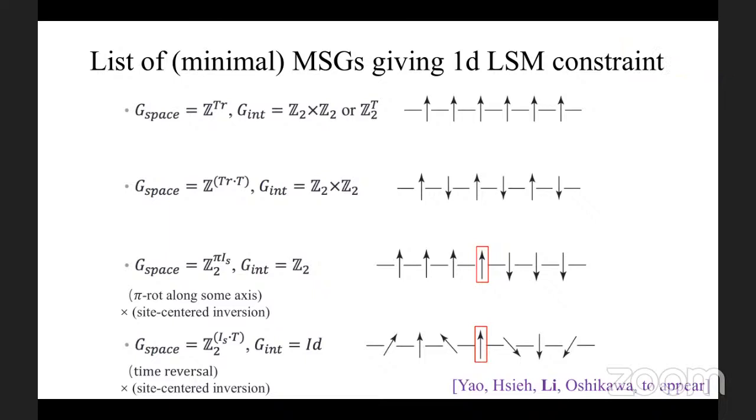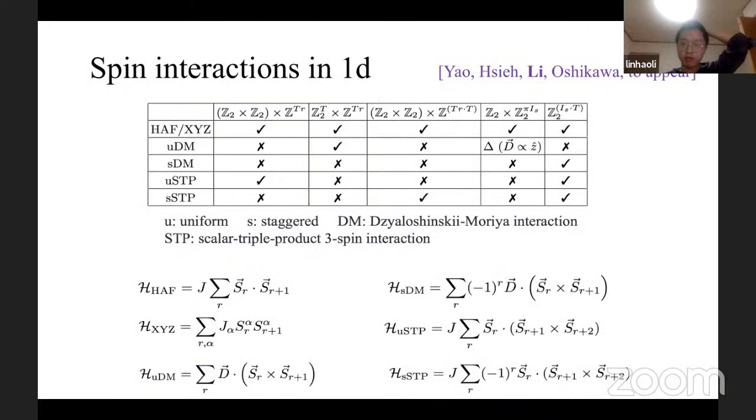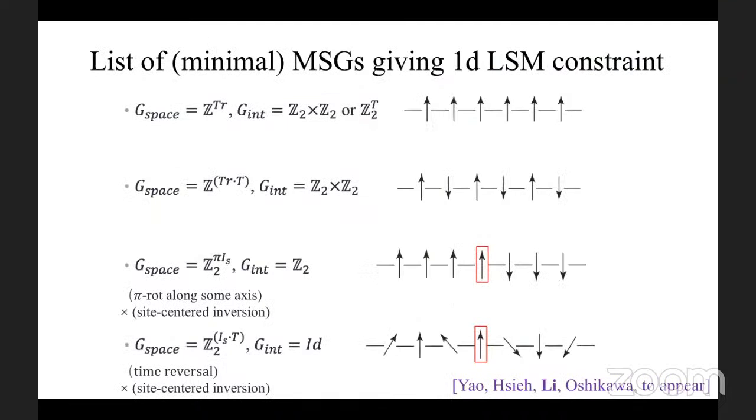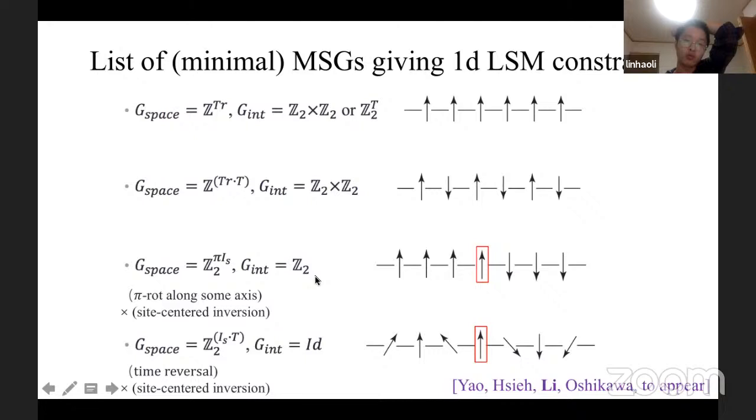So here we summarize the one. Question: why do you consider those cases in this slide? Are there some motivations for these types? The motivation is because the three-spin interaction, which is shown in the last slide, also preserves the symmetry of the last LSM constraint, i.e. the combination of time reversal and site-centered inversion.